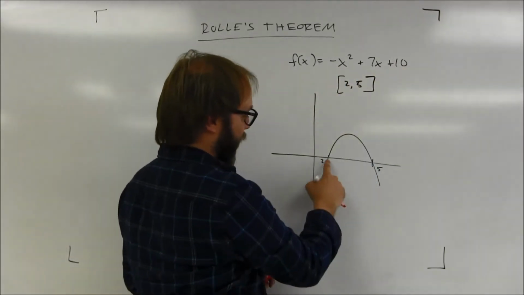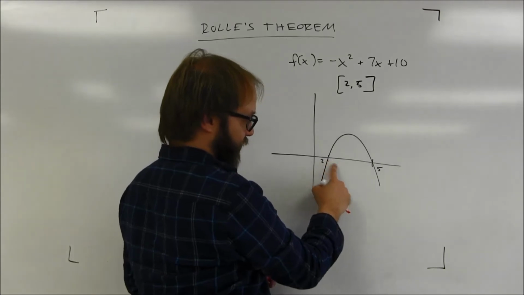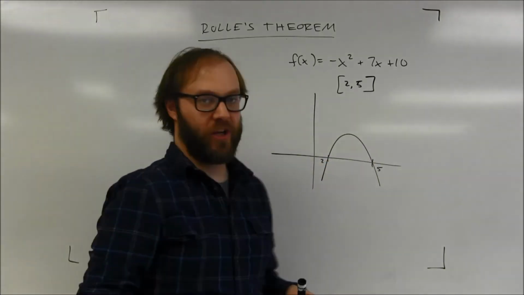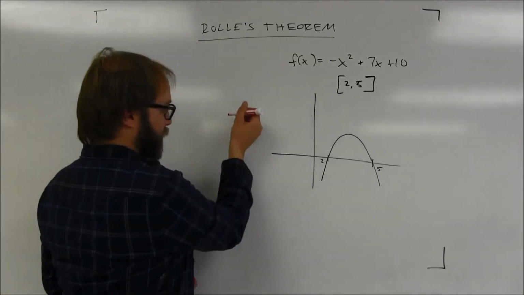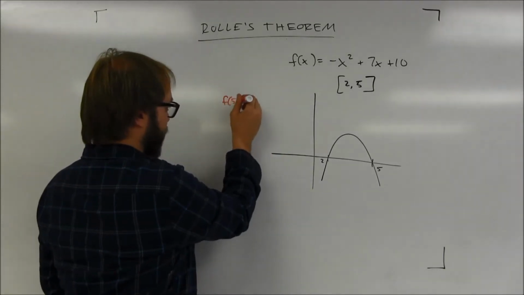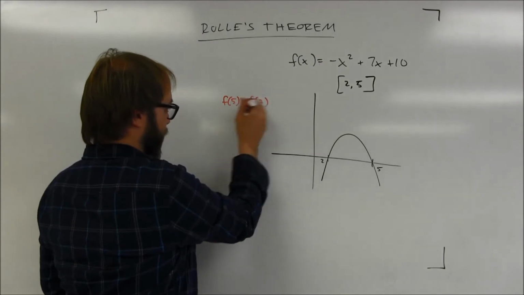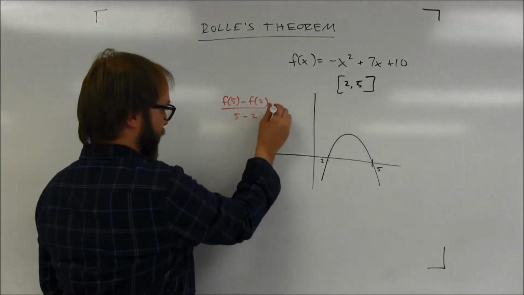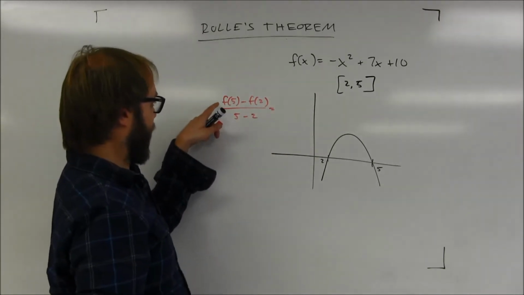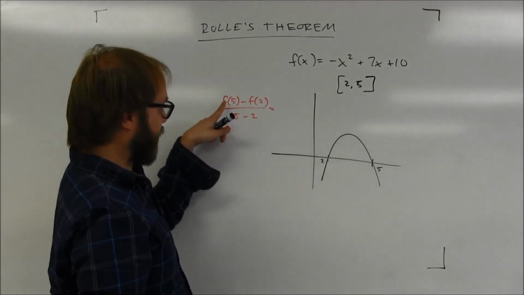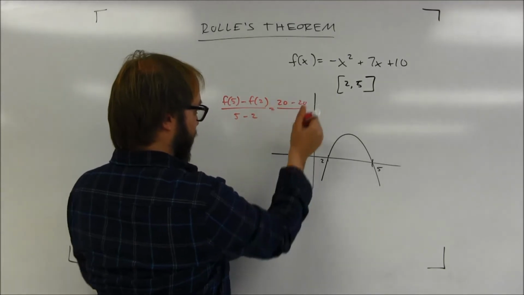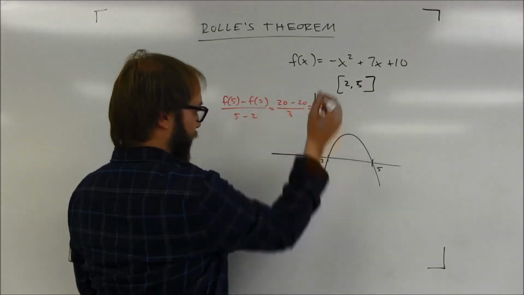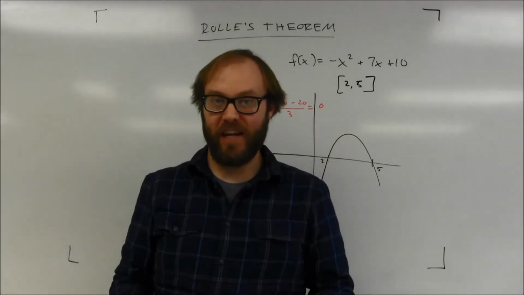Okay, and on that interval, for this particular function here, negative x squared plus 7x plus 10, this function crosses the x-axis at 2 and 5, so that's the interval we're looking at. If you find the average rate of change here, if you found f of 5 minus f of 2, and then divided by 5 minus 2, I believe you're going to find out that f of 5 works out to be 20, and f of 2 also works out to be 20. When you're dividing by 3, you end up getting an average rate of change of 0.